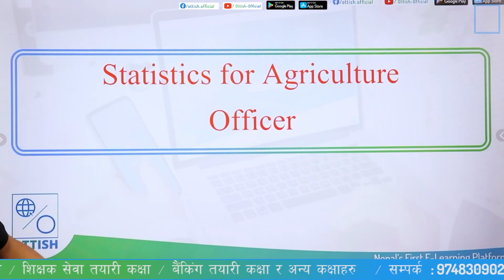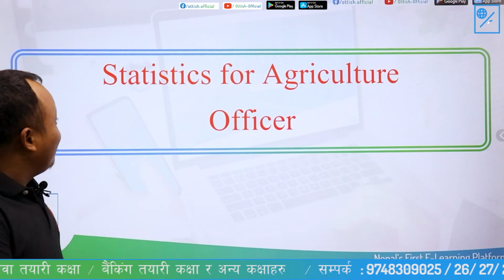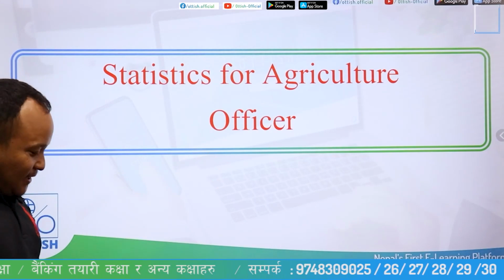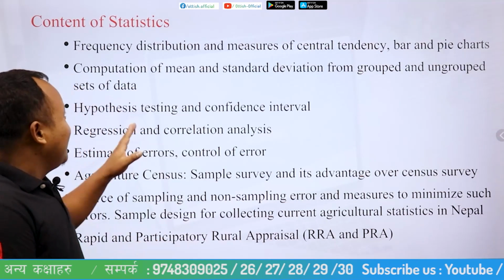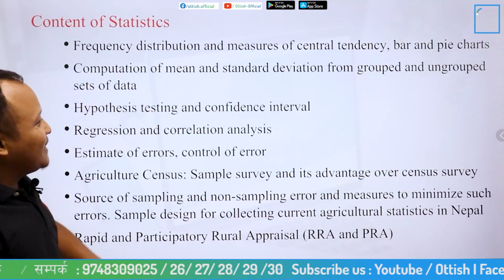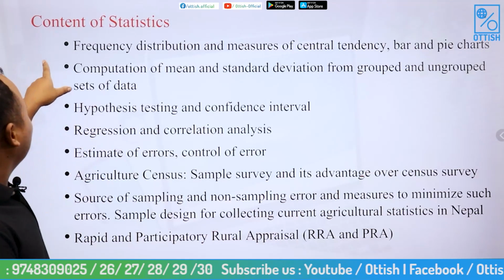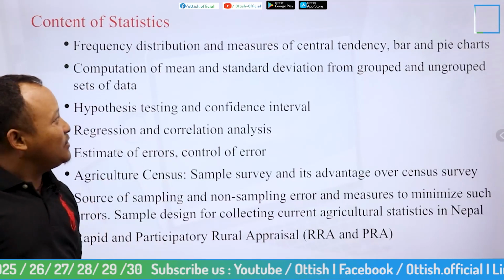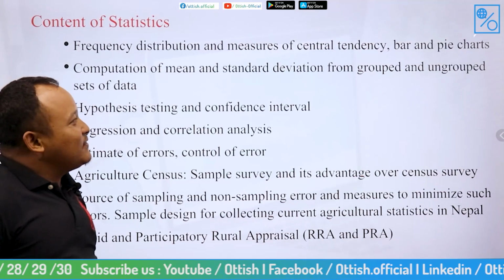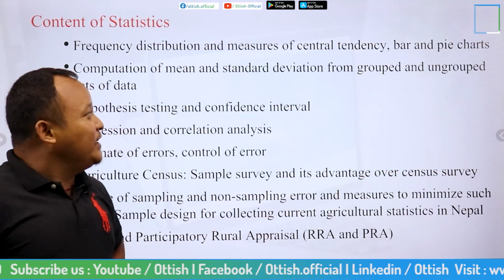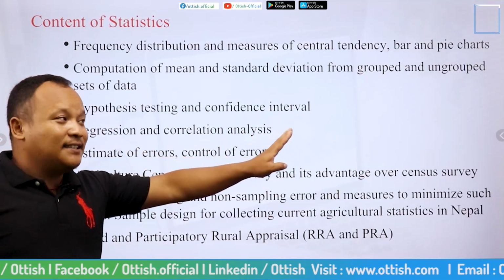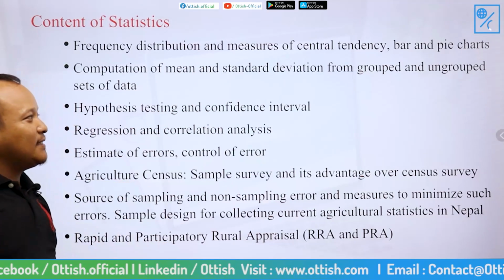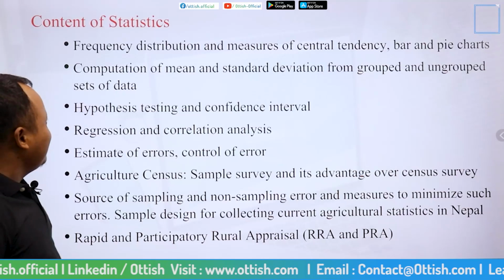Now move to our class for statistics for agriculture officer. First of all, within our class, inside the statistics, these are the content or topics. The first one is the frequency distribution and measure of central tendency, including the different types of presentation, that is bar and pie charts, which are the presentation of qualitative data.